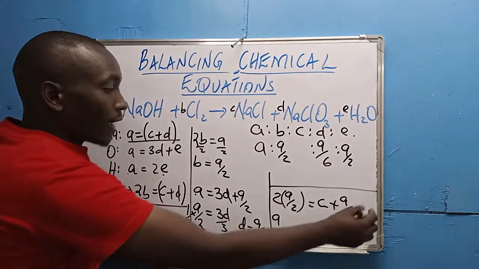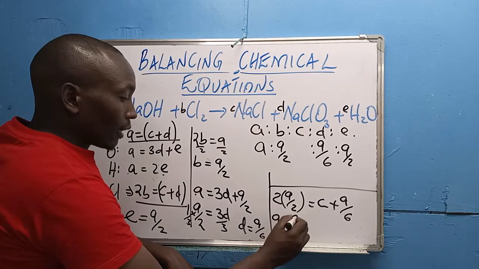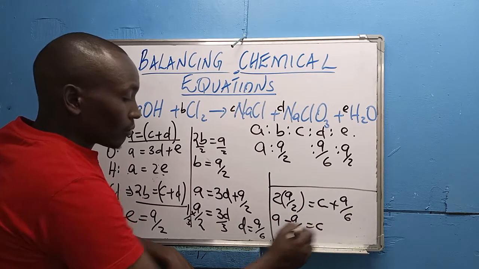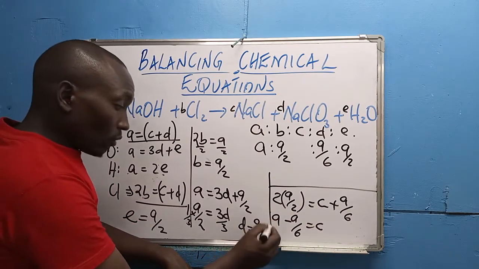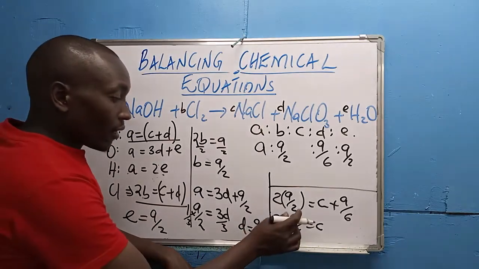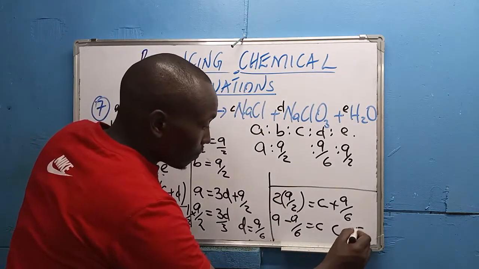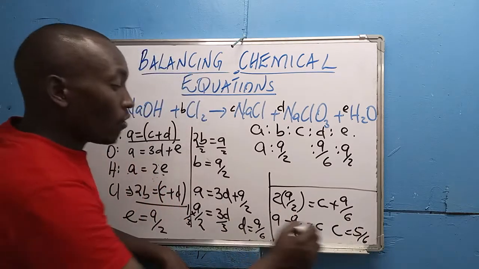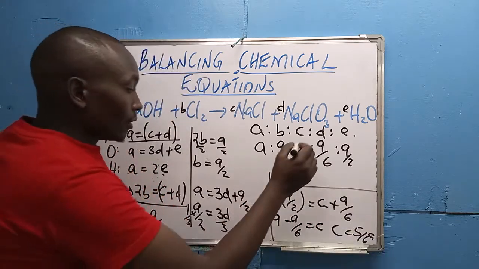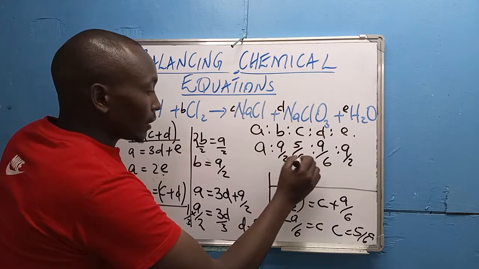Okay, then I subtract A over 6 equals C. If I do 6 over 6 minus 1 over 6, it is 5 over 6. So C is simply 5 over 6 of A. So this is 5 over 6 A.